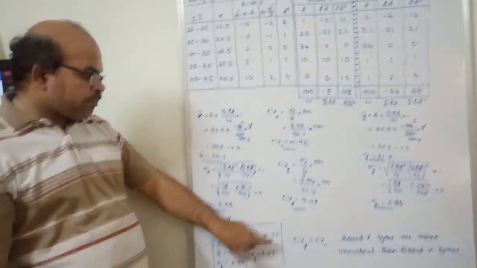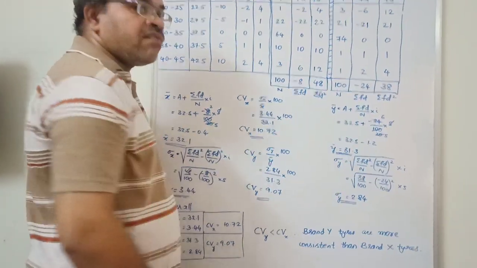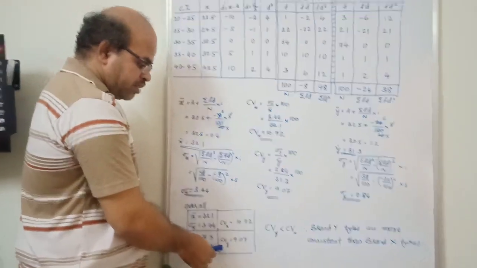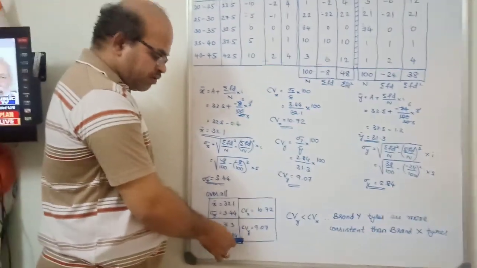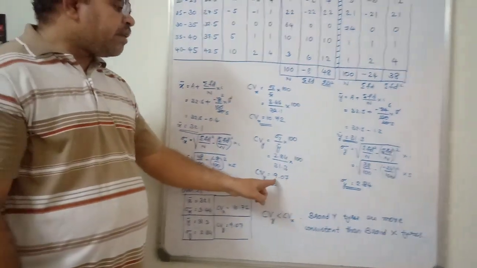I have listed it here. Similarly, I have found CVY, the coefficient of variation of y, that is brand Y tires' variation. Sigma y by y bar into 100. Sigma y is listed here, 2.84. Y bar is 31.3 into 100. That will get you 9.07.